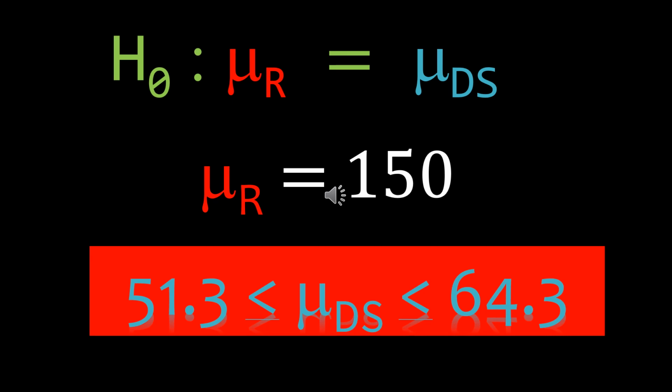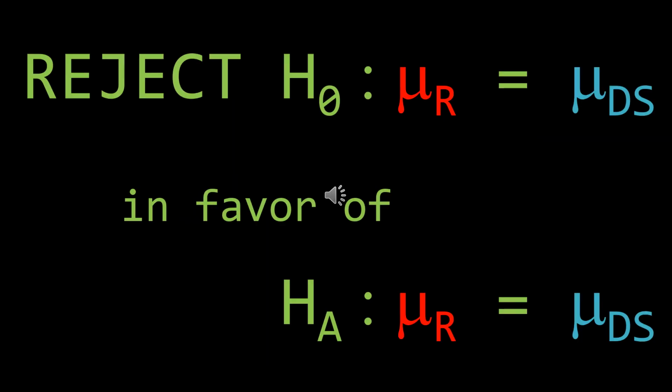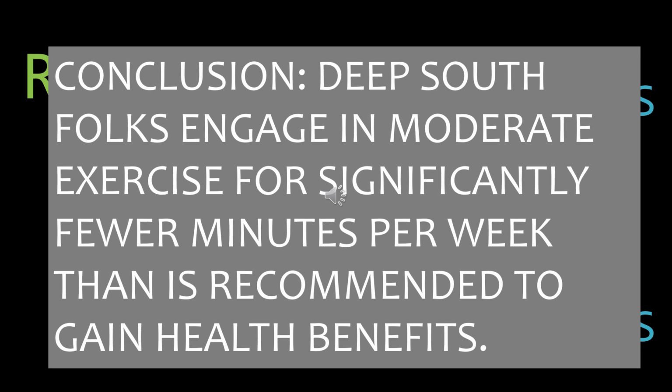We would get a sample mean from the deep south folks that is no more than 1.96 standard errors away from the mu for the recommended exercise minutes per week. That would be what is expected for sampling error. Anything beyond plus or minus 1.96 standard errors is very likely a real population mean difference. And from our testing of the null hypothesis, we can form this conclusion: deep south folks engage in moderate exercise for significantly fewer minutes than is recommended.